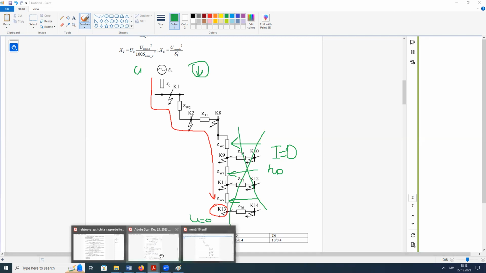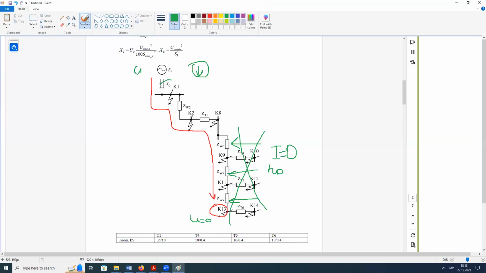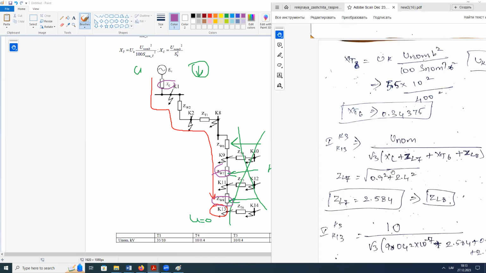But what have you written here? C7. Okay, this one. Okay, let it be. C7, 8, and T6. L8 and T6.